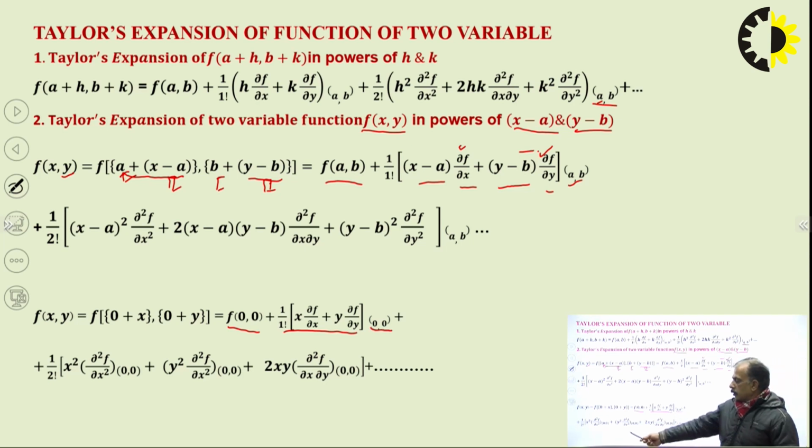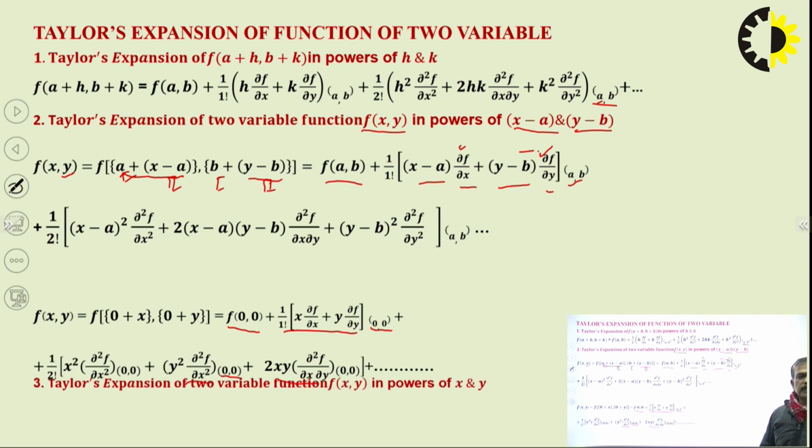And the second term, the next term, plus 1 upon 2 factorial into x square into del 2 f over del x square, and the value of this second derivative at x equal to 0, y equal to 0, plus y square into del 2 f over del y square at x equal to 0 and y equal to 0, and the third term of this is 2xy into del 2 f over del x del y at x equal to 0 and y equal to 0.